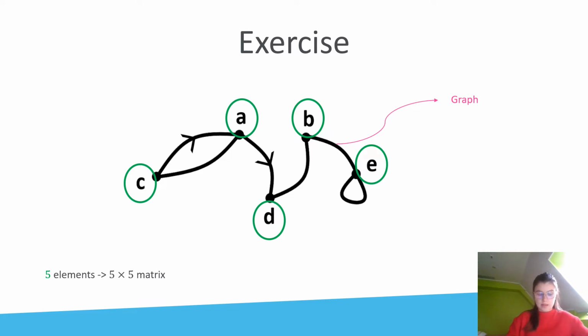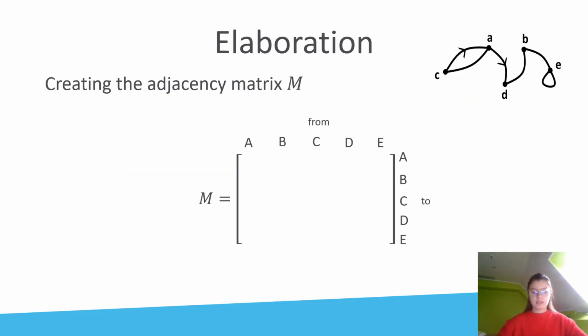These are 5 elements. We have to make sure that we find every element in a row and a column. Because of this, we have a 5 by 5 matrix. Here you can see the 5 by 5 matrix. We write the letters on top of every row and beside every column. That will make it easier when we exercise.